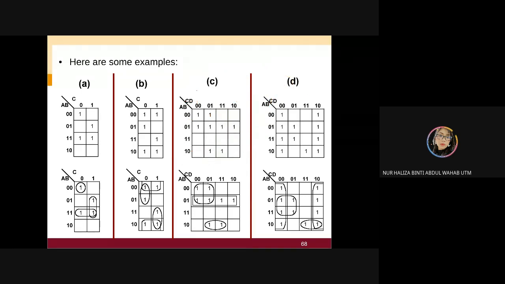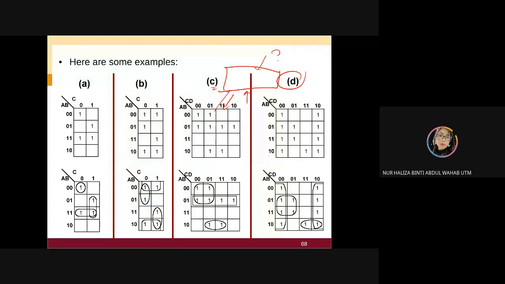Then you can see it's quite long. You might ask, can I simplify it more? You keep questioning yourself. But from K-maps, that is the final version. You cannot simplify anymore.